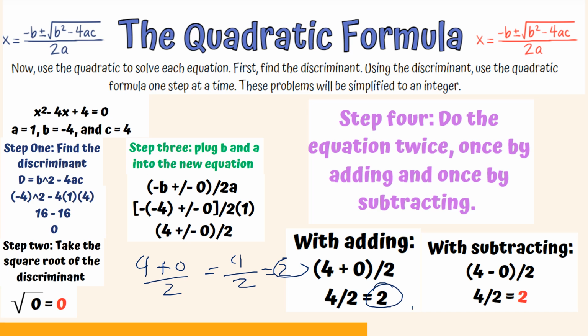And then we did 4 minus 0 divided by 2. 4 minus 0 is 4, right? 4 divided by 2 is 2. So we've got one solution. Then we went ahead and worked both sides out to help us see that when our discriminant is 0, it's going to touch your x-axis at 2.